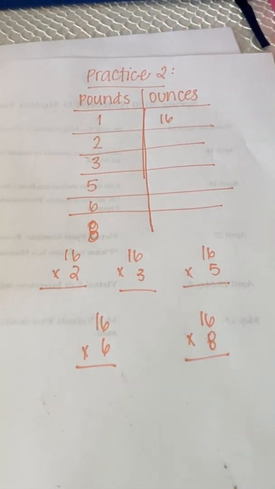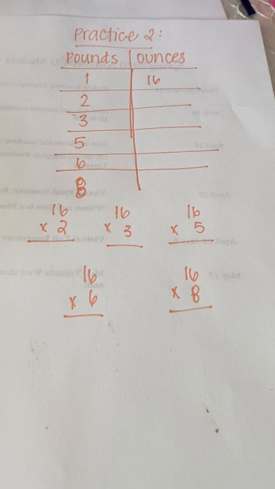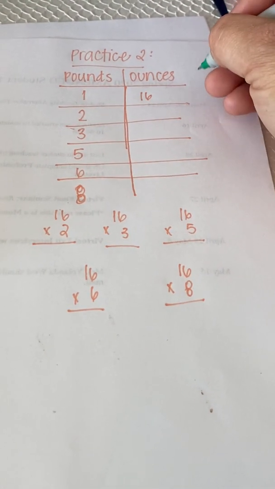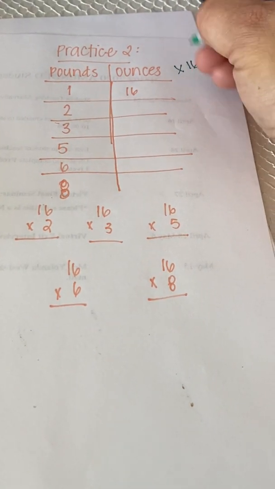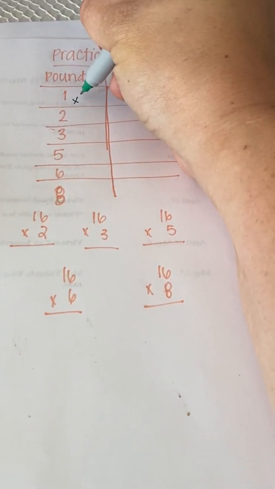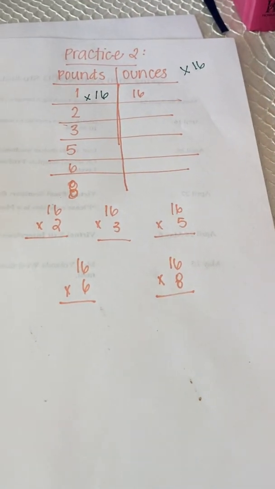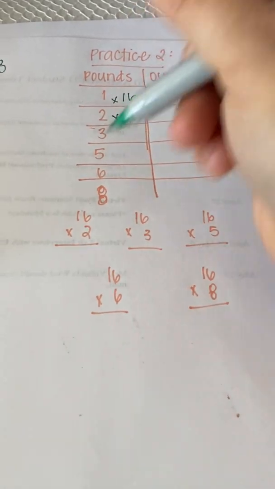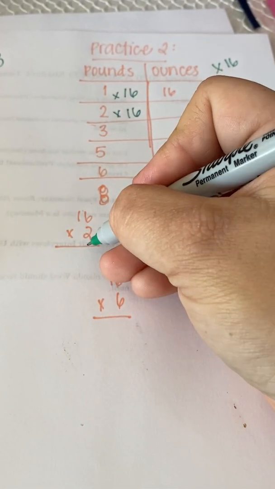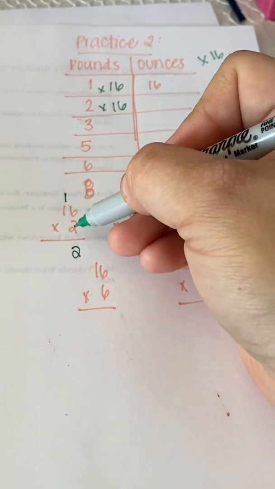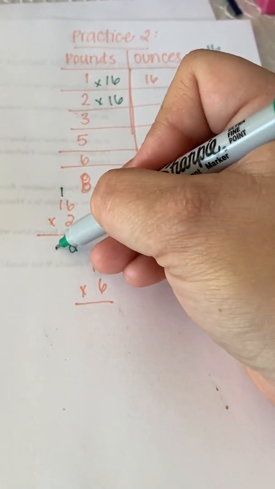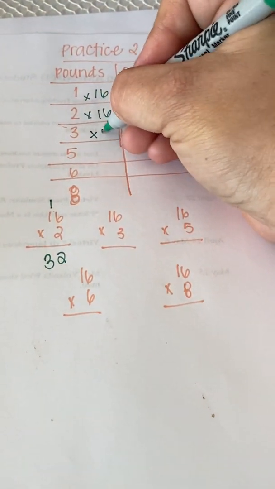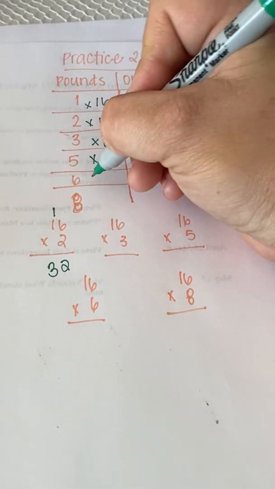And then on practice 2, we go from pounds to ounces. So 1 pound equals 16 ounces. Therefore, our rule on this one would be to multiply by 16. So right here, 1 times 16 equals 16. On 2 times 16, we could multiply 16 times 2: 6 times 2 is 12, carry the 1, 2 plus 1 is 3. So therefore, it's 32. Then for 3 times 16, I'm going to go ahead and write times 16 on all of these.